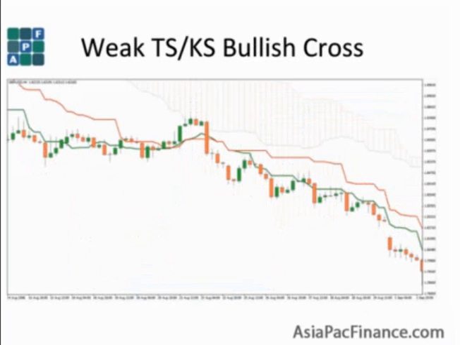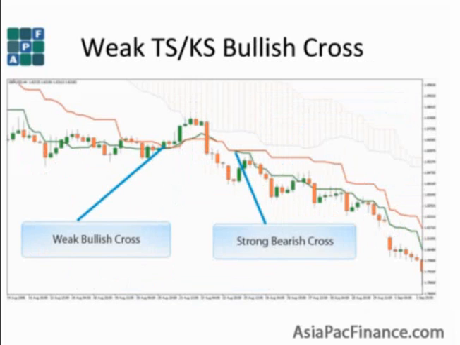One final example. As the bullish cross on the left happens under the cloud, it is weak, while the bearish cross on the right happens below the cloud, making it a strong bearish cross. Again, we see how the weak bullish cross was short-lived, while the strong bearish cross led to strong momentum. The Tenkan Sen Kijun Sen crossover, when used together with the Kumo, can be a very powerful combination.